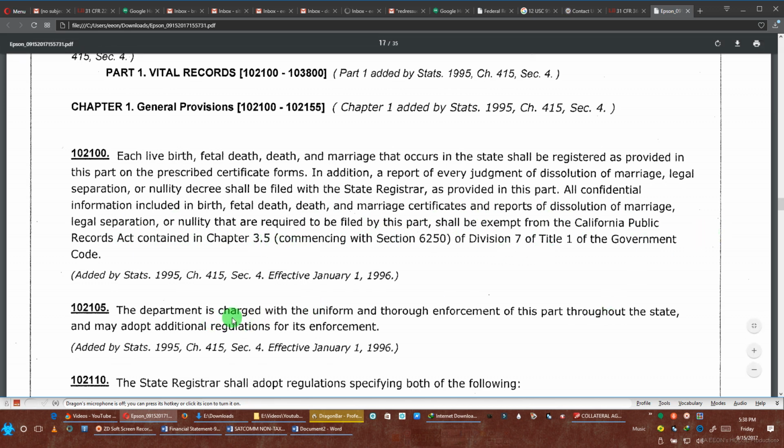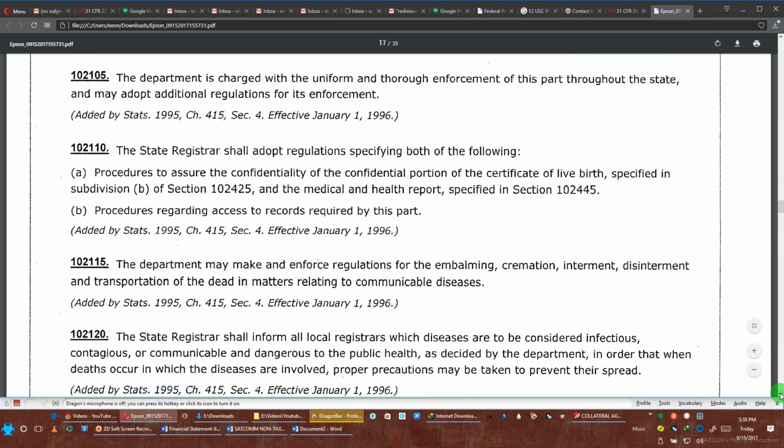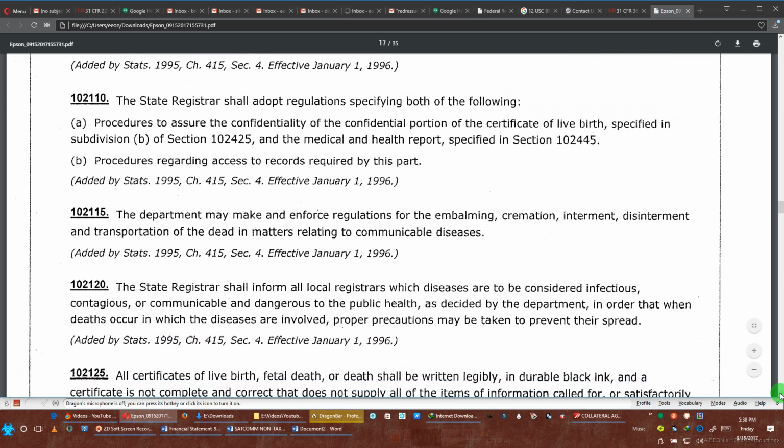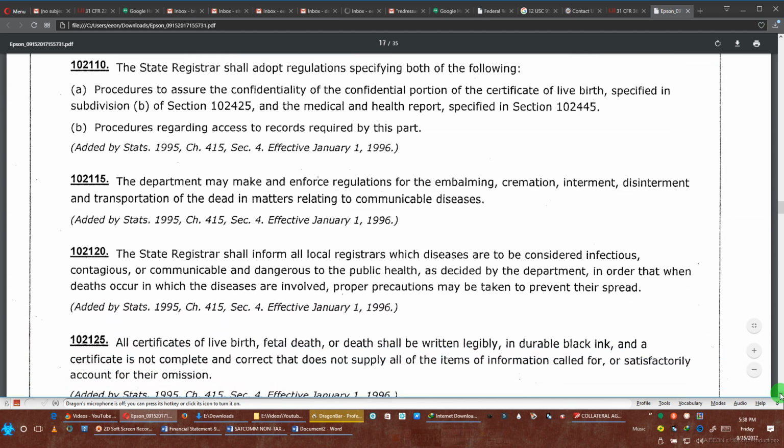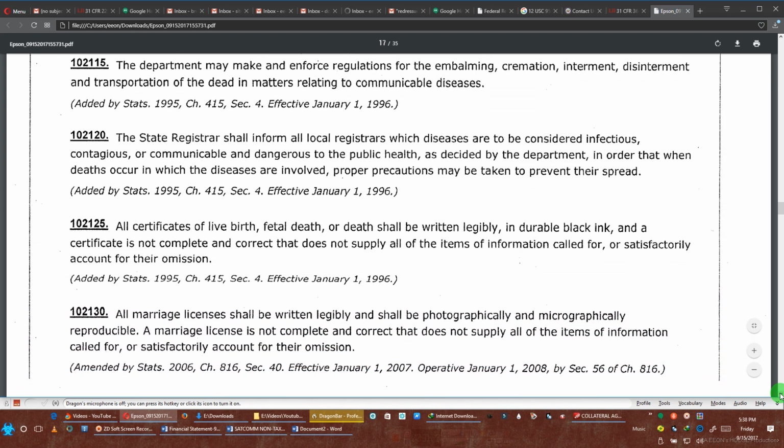Okay. The department is charged with the uniform and thorough enforcement of this part throughout the state and may adopt additional regulations for its enforcement. State register shall adopt regulations specified as followed procedures. Don't care about those. The department may make an enforced regulation. No. The register shall inform the local register. Nope. The certificate of live birth, death, fetal records shall be written legibly and durable black ink, and a certificate is not complete or correct that does not supply all of the item of information called for and satisfactorily account for their omissions.